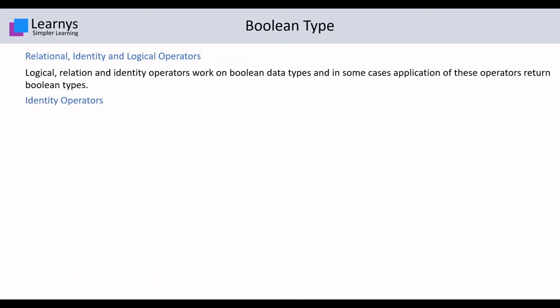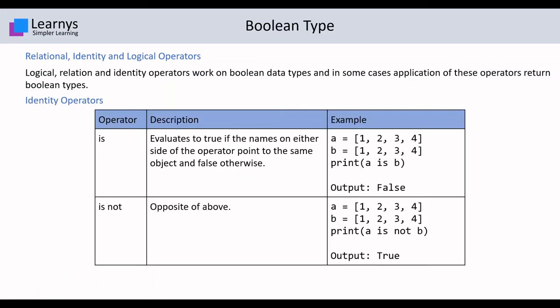Then we have identity operators. Now these are only two operators. The first is is, the second is is not. The is operator evaluates to True if the names on either side of the operator point to the same object. That means the ID of both the objects should be the same. In this case, as we have also seen in an example, these are lists having the same values but different IDs. The is not operator is the complement of the is operator. If the IDs are different, it will return True. If the IDs are the same, it will return False.